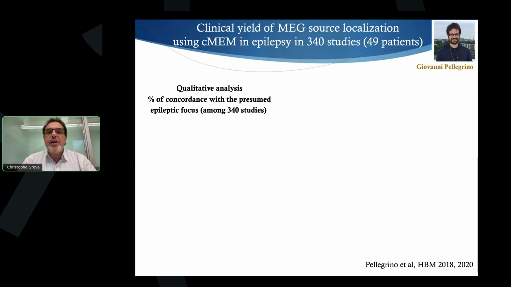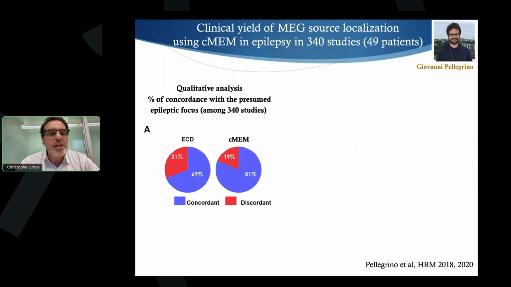So more importantly, I will go to epilepsy now, and I'll show you different ways we tried to validate. The first thing we did with Dr. Pellegrino was to compare MEM localization with what is approved in clinic, which is standard dipole localization. We did that in 49 patients. The ground truth was given by the clinical knowledge or presence of surgery when it was available, or EEG. What we found is that dipole modeling was quite nice because it was very good and concordant with the presumed focus, in 70% of the cases, but with MEM, we were improving by 10%. So we were more stable.